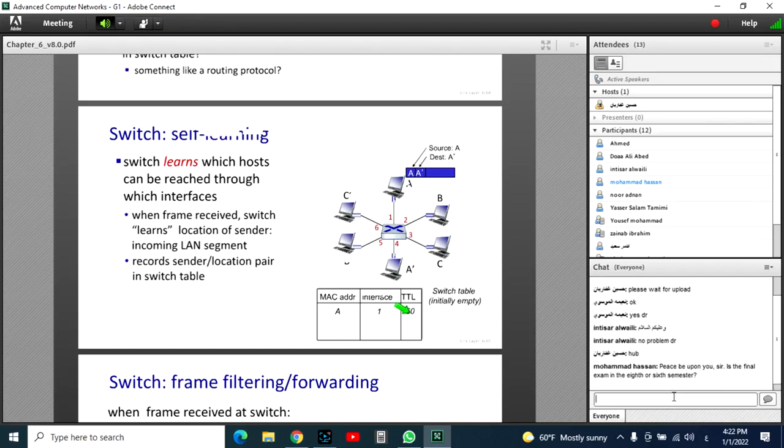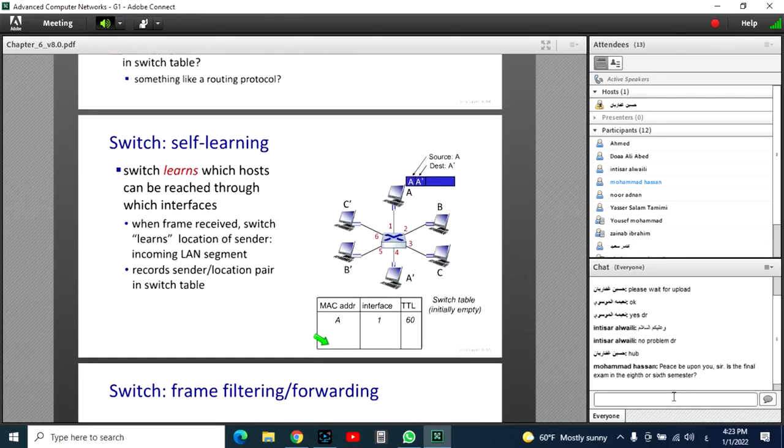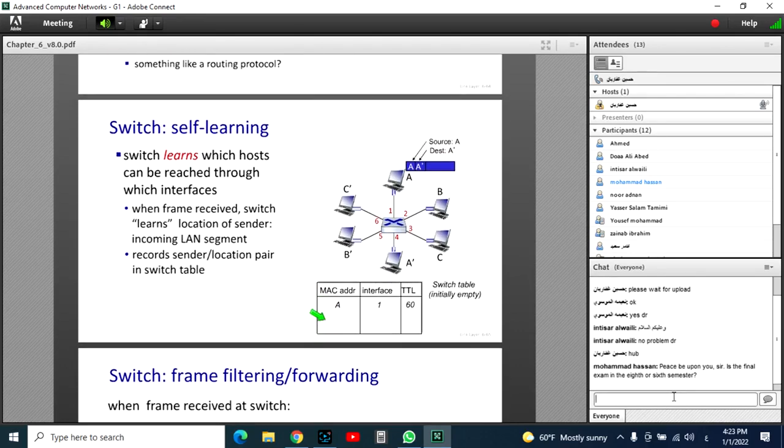Let me continue this example. This frame is sent by a system with MAC address A toward a system with MAC address A prime. The frame arrives at this switch. The switch learns about MAC address A, which arrived over interface number 1. But what about the destination? The destination is A prime. The switch will look for A prime. Where is A prime?